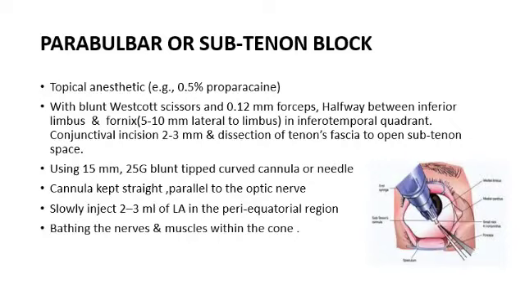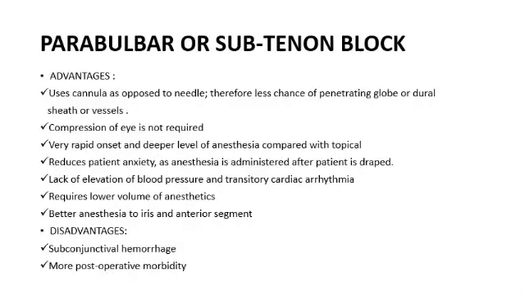After making the incision and dissecting the Tenon's fascia to open the subtenon space, you will inject the anesthetic with either a 25 gauge blunt tipped cannula or a needle. The cannula is kept straight and parallel to the optic nerve, and you can inject about 2 to 3 ml of local anesthetic in the periequatorial region, which will bathe the muscles and the nerves within the cone with the local anesthetic.